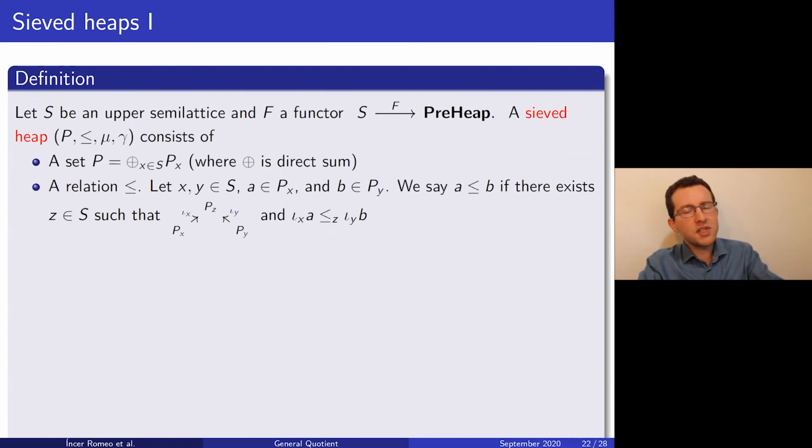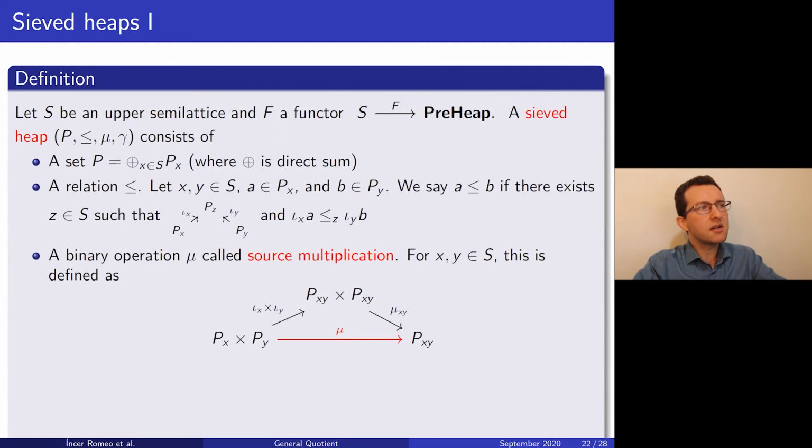The less than or equal is a relation that works like this. If you give me any two objects X and Y in the semi-lattice, and an element A belonging to the preorder heap indexed by X, and an element B belonging to the preorder heap indexed by Y, we say that A is less than or equal to B if there is an element Z in the semi-lattice such that when we ship A to P sub Z and when we ship B to P sub Z, we get a less than or equal defined in the preorder heap PZ. If that happens, then we say that A is less than or equal to B.